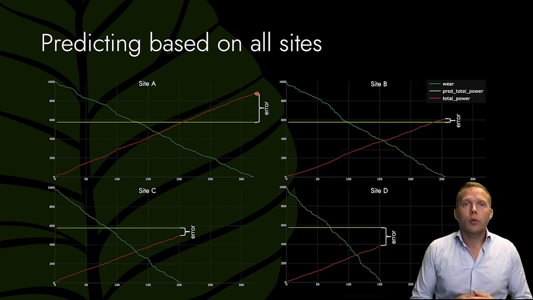Looking at the chart, we can see that the prediction is rather good for site B and site C, while site A could run much longer than predicted and site D significantly shorter, which is even worse. Obviously, this is not a good solution, and we would like to have an individual prediction for each of them.